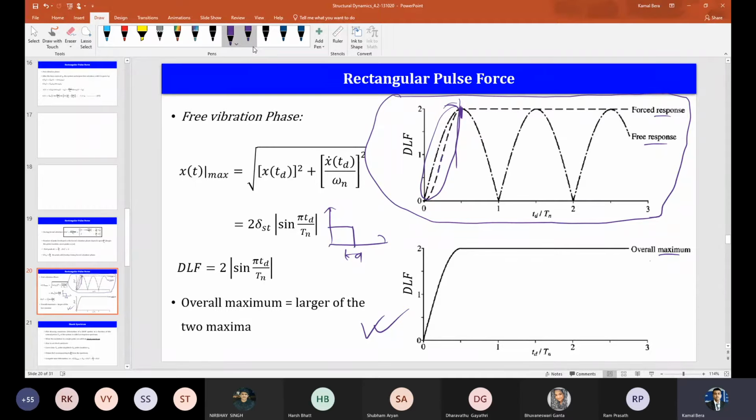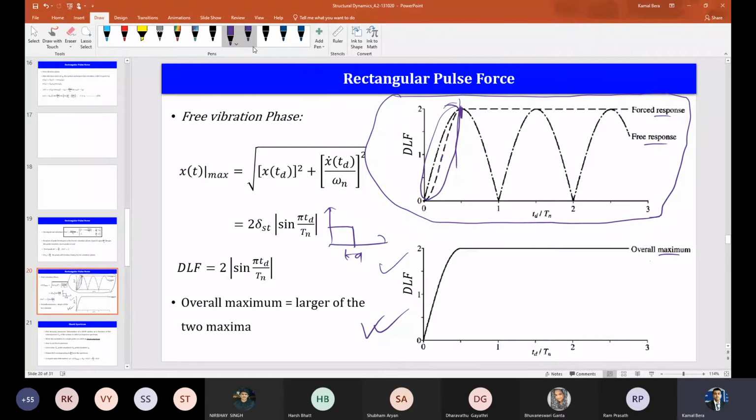Our aim is this: TD by Tn will be given. From this diagram I will pick out the DLF value, and once we get the DLF value, we will multiply it with delta st to get the maximum displacement. From the maximum displacement, multiplied by the stiffness, we get the equivalent static force.